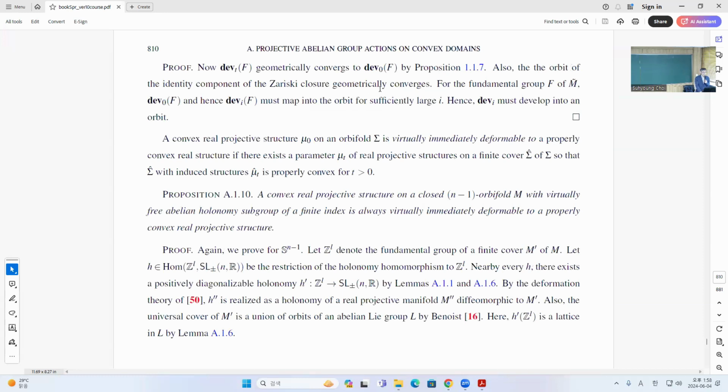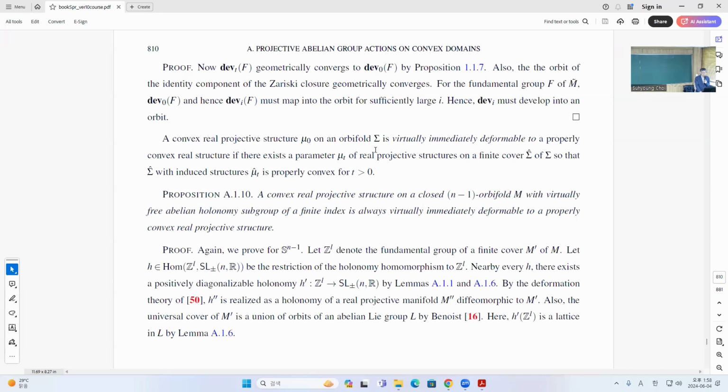Okay, so that's because this happened for dev_0, and this dev_t will converge to dev_0, and so the orbit converges to the orbit, so the fundamental domain will also go into the orbit. Okay, and the orbits approximate, and the fundamental domain will also approximate, so therefore the fundamental domain goes into the orbit. So once it goes in there, then it has to develop in there. Okay, so that's the thing.